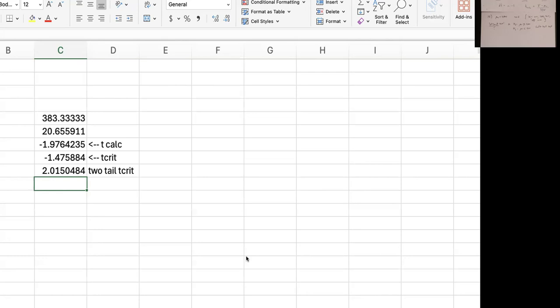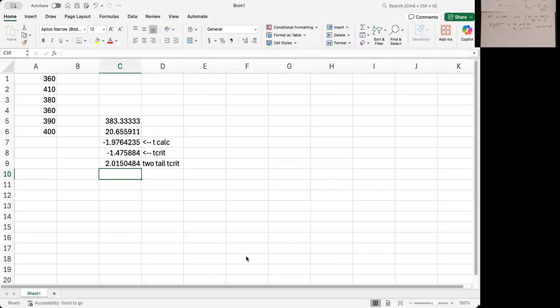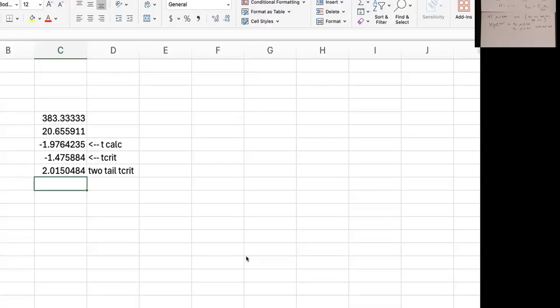I'm at 1.976, and we want to be down at negative 2.015. I didn't get far enough down. I'm still in the white unshaded good region. I can't reject my null hypothesis. So my choice of test matters because two tails make it harder to reject the null hypothesis. And this is exactly on that border case.